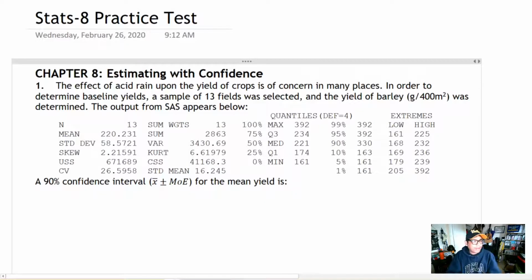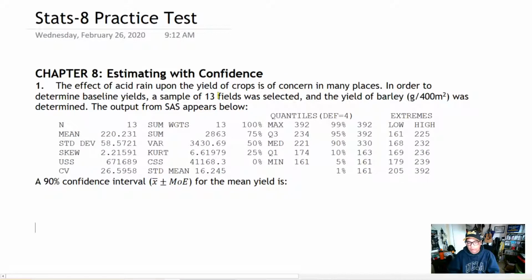The effect of acid rain upon the yield of crops is of concern in many places. In order to determine baseline yields, a sample of 13 fields was selected, and the yield of barley in grams per 400 meters squared was determined. The output from SAS appears below.